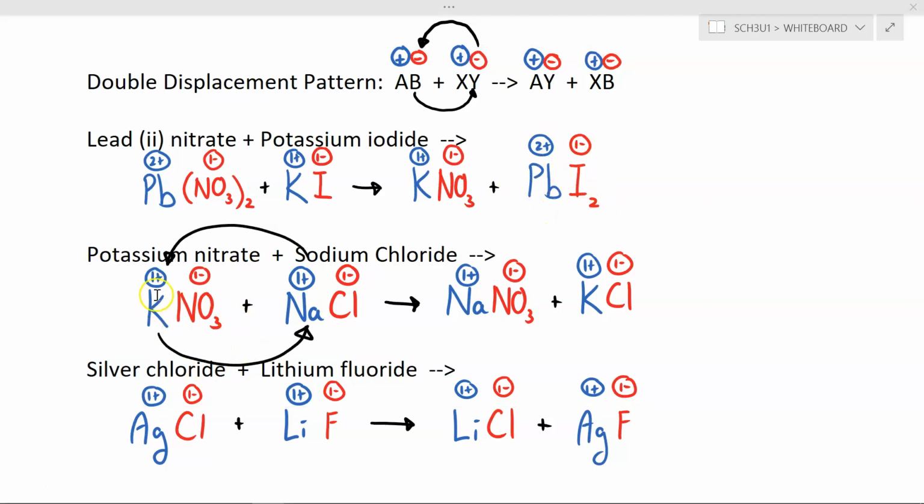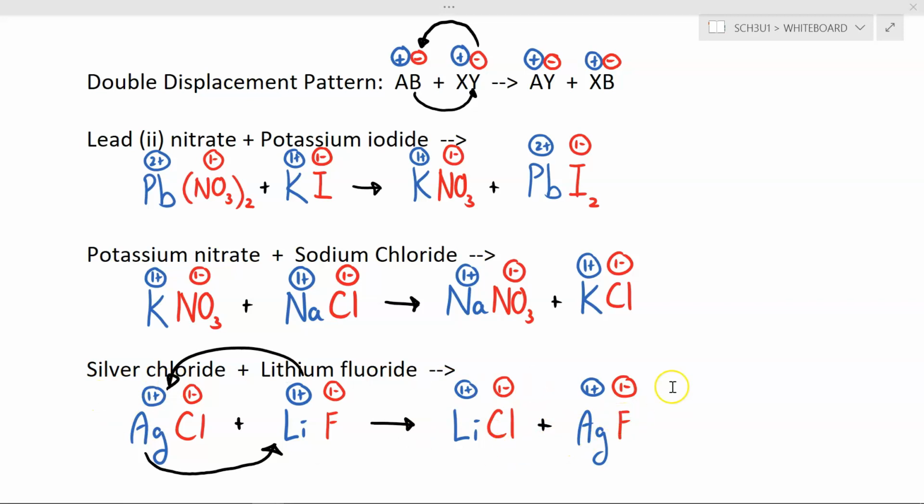Moving on to this one, the positives are going to switch places. K's old partner was nitrate, now its new partner is with Cl. Sodium's old partner was with Cl, now its new partner is with NO3. Make sure everyone is zero summed, 1 plus 1 minus, 1 plus 1 minus, everything's okay here. And on to the last one, again, positive switching places with positive. So everyone's zero summed, 1 plus 1 minus, zero summed on this side as well.